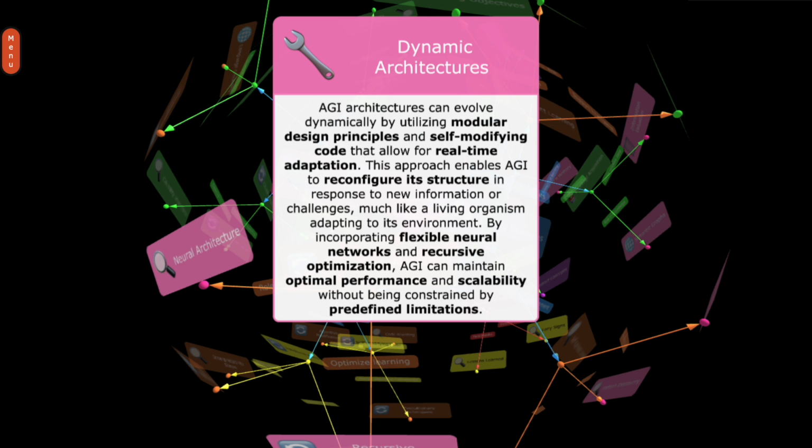AGI architectures can evolve dynamically by utilizing modular design principles and self-modifying code that allow for real-time adaptation. This approach enables AGI to reconfigure its structure in response to new information or challenges, much like a living organism adapting to its environment. By incorporating flexible neural networks and recursive optimization, AGI can maintain optimal performance and scalability without being constrained by predefined limitations.